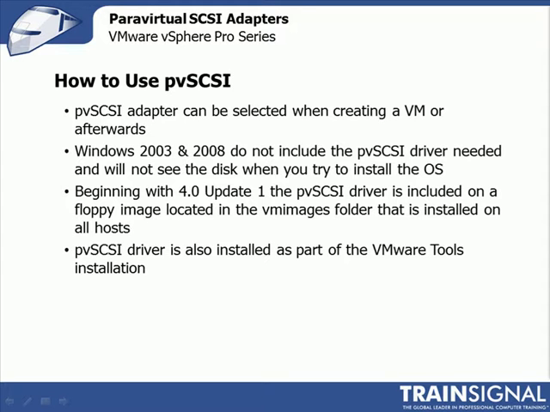Beginning with version 4.0 Update 1, they have included the drivers on a floppy image located in the VM Images folder that is installed by default on all ESX hosts. The PV-SCSI adapter driver is also installed as part of VMware Tools, so if you add a PV-SCSI adapter after a VM has the guest OS installed, the driver will already be there.